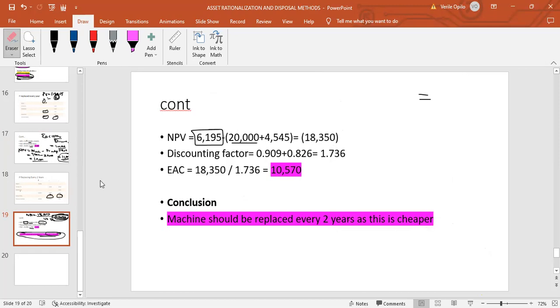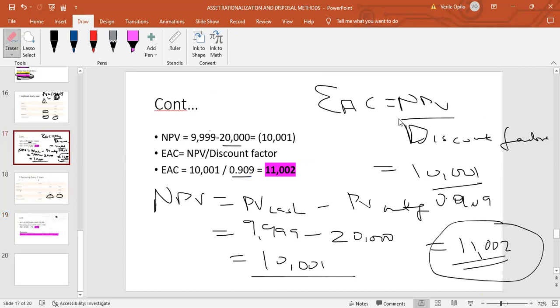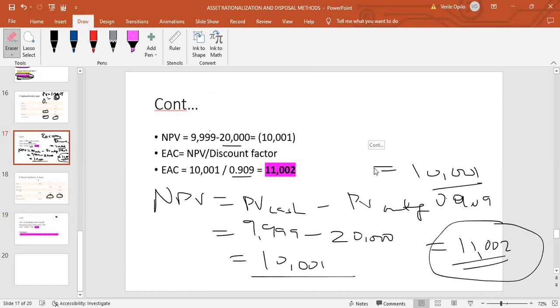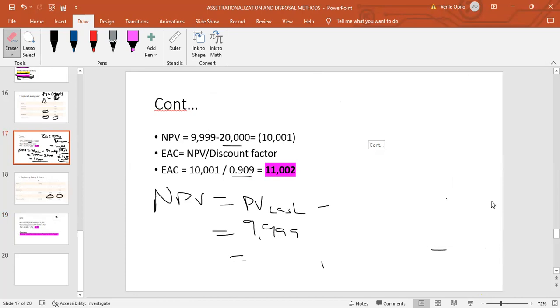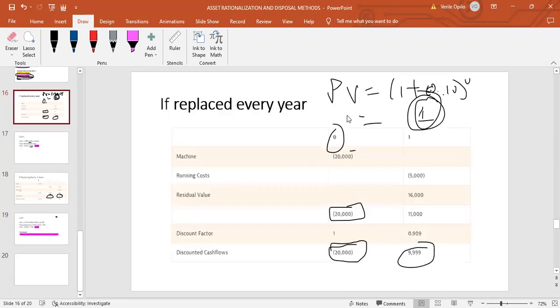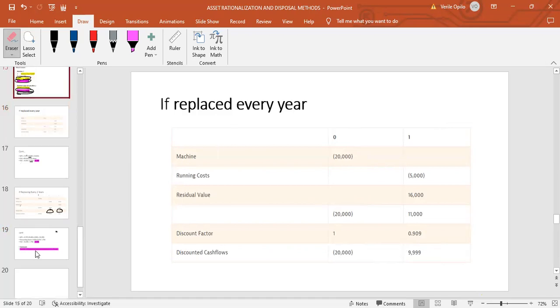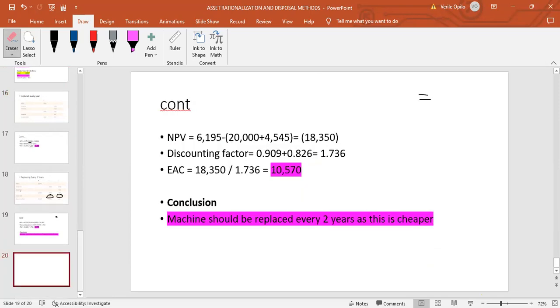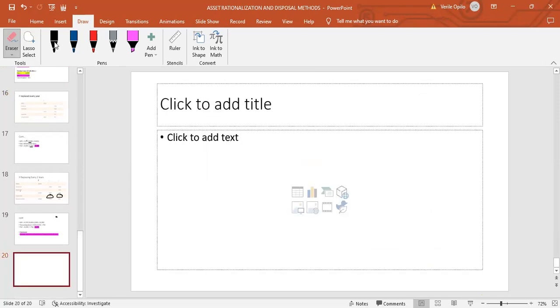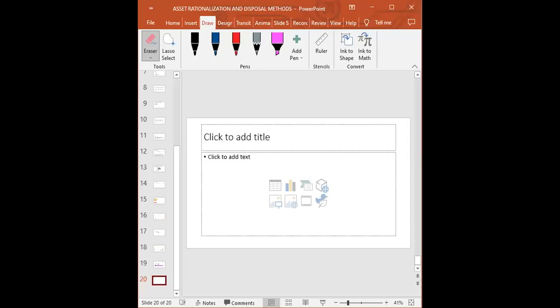So that is how we categorize the replacement of assets, or how we compute the replacement of assets, whether to replace it within 1 year, whether to replace it within 2 years. The organization can choose by using the one that is going to be associated with a lower EAC. So that is how the business makes decisions regarding the EAC.